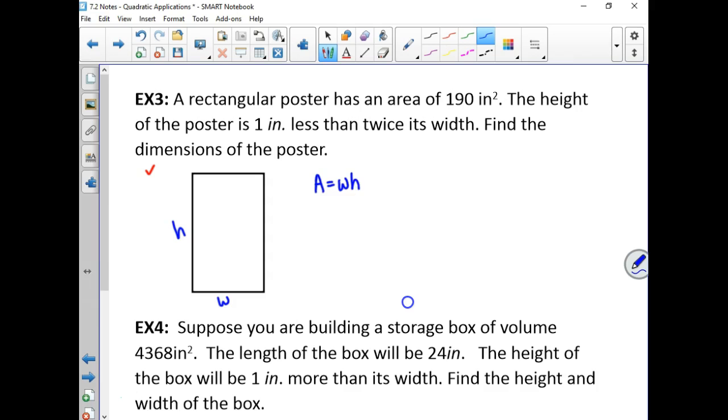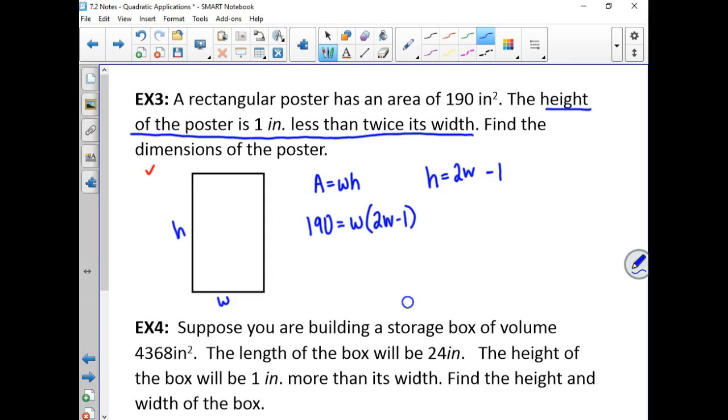I also know that the height of the poster is 1 inch less than twice its width. So height tells me to write H equals, 1 inch less than tells me to put a minus 1 over here, and twice the width tells me to put a 2W. So this is the information that I have. I need to plug that into my area formula. So I know that my area is 190 inches squared. Right here for this A, I'm going to put 190 equals, and I'm going to keep my W. I'm going to replace the H with 2W minus 1.